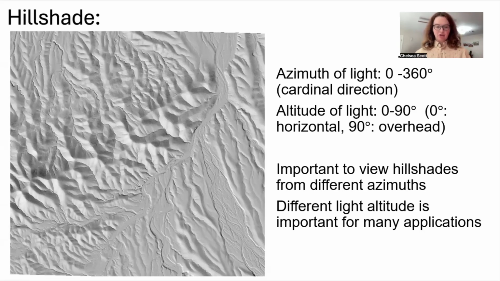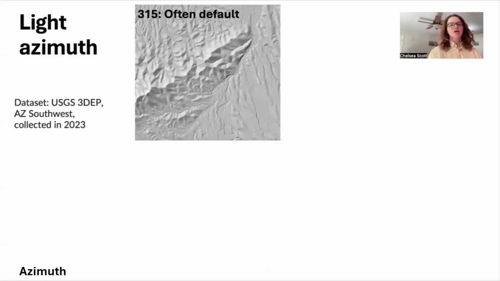When you're making topographic hillshades for a variety of applications, it's really important to visualize the hillshades from different azimuths, as these really show the landscape in a different way. It's also important to look at different light altitudes, specifically for certain mapping applications, as these different light altitudes can show subtle features in different ways. In the next slides, we're going to be looking at how this area and a different area look with different light angles. First, we're looking at the light azimuth.